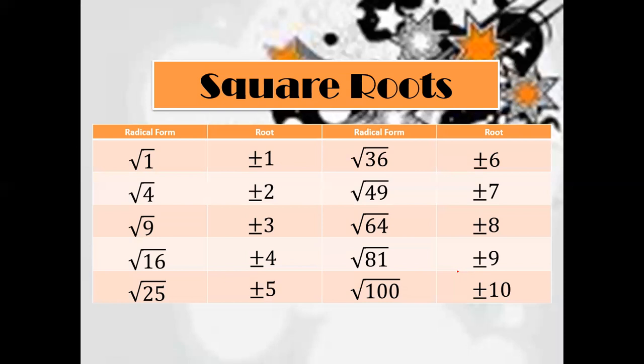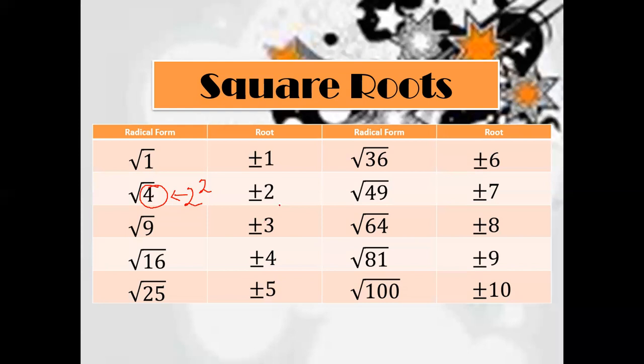How about the square root of 4? You have to think of a number that when you multiply it by itself, it's equal to 4. So we have 2 squared, because 2 squared will lead you to a product which is equal to 4. Therefore, the roots of the square root of 4 are positive and negative 2.